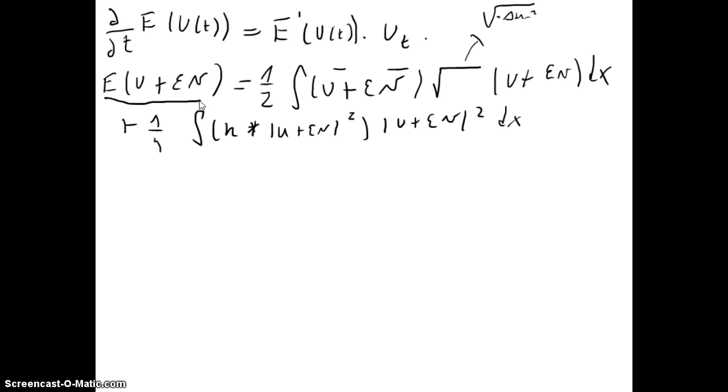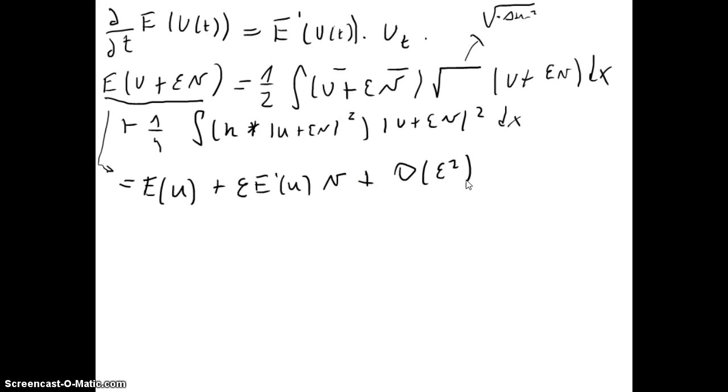On the other hand, we know that this will also be equal, if we make an expansion, to E(u) plus epsilon E prime(u) applied to v, plus some terms that go to zero as epsilon squared. Our interest will be in this term, because d/dt of E is E prime(u) applied to u_t, and we are just taking u_t as v. Let's continue with this part and then see which are the terms that have epsilon.